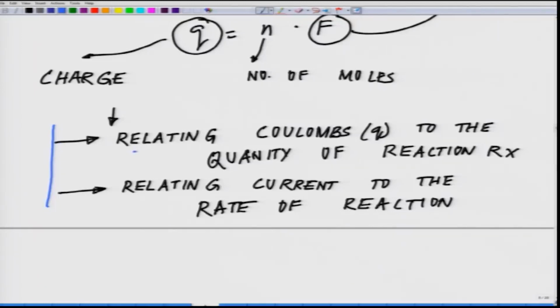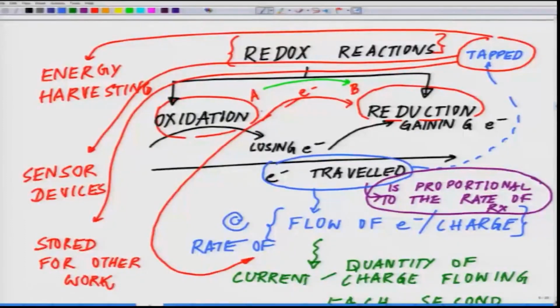What I said, relating coulombs, in other words charges, to the quantity of reaction. Why is this important? Because if we go back to the basic concepts, when there is a reaction taking place like this, there are electrons which are traveling. If the electrons are traveling across it, that essentially means there is some form of charge transfer which is taking place, and this charge transfer is proportional to the rate of the reaction. Okay. So, there is a charge transfer. Now, in the light of this, charge transfer is directly proportional to the rate of the reaction.